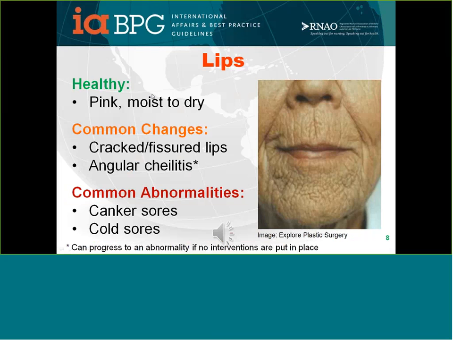Normal lips should appear pink and moist to slightly dry. Some common changes that can occur in the lips include cracked or fissured lips, which would be because of dryness, and angular cheilitis, which is dryness at the corners of the mouth. Common abnormalities include canker sores, which can cause discomfort when touched, and cold sores, which are highly contagious and should be avoided when treating the client.